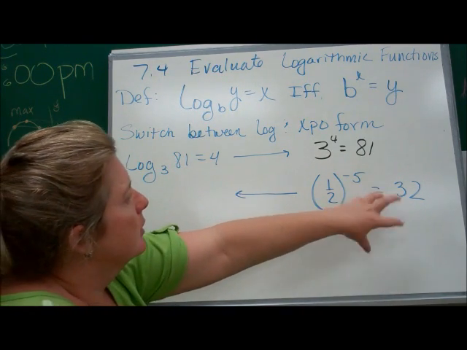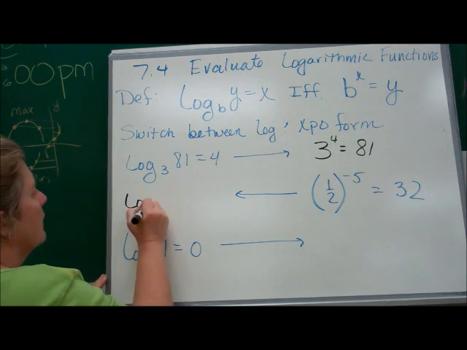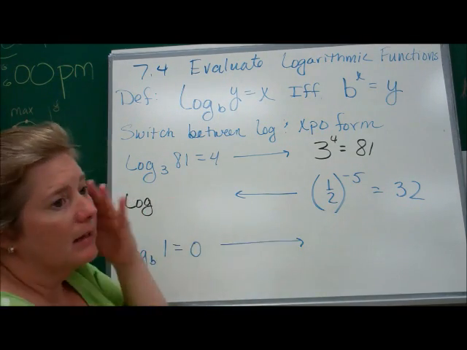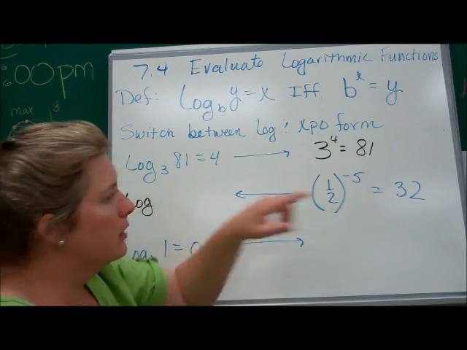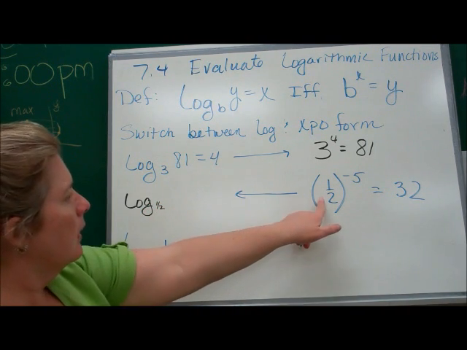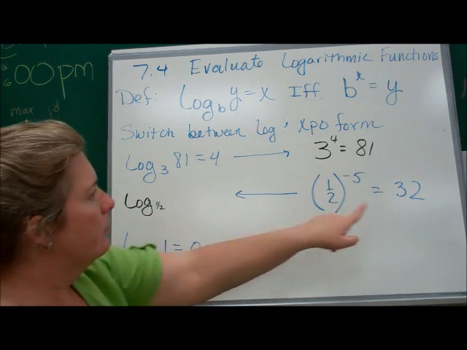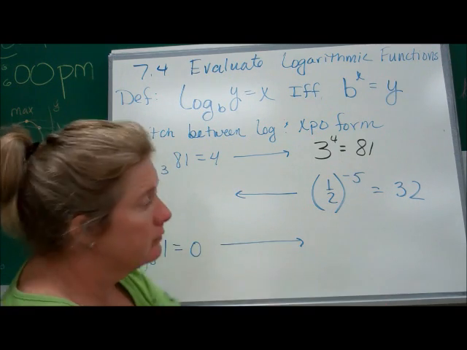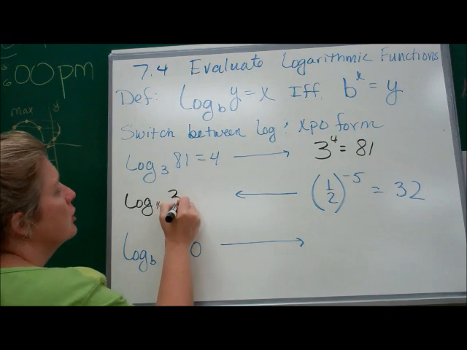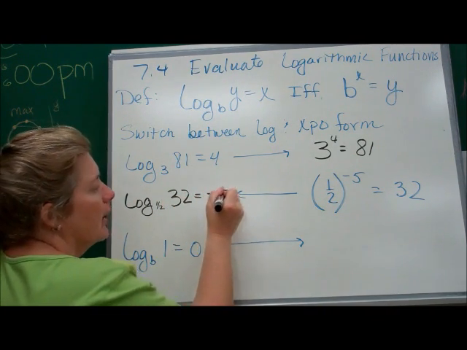Coming back the other way, here it's in exponential form. Let's switch it to logarithmic form. We start by writing the log, and now the base. What number is the base of the exponent? There's the exponent, so there's the base. The base is the 1/2. Now, the argument of the log is what it equals over here. So log base 1/2 of 32 is going to equal the exponent, which is -5.